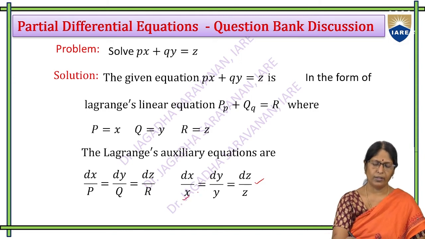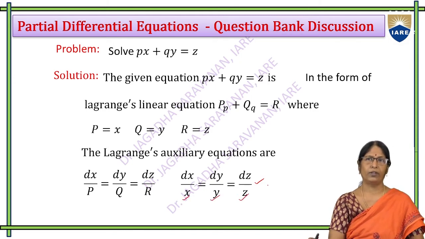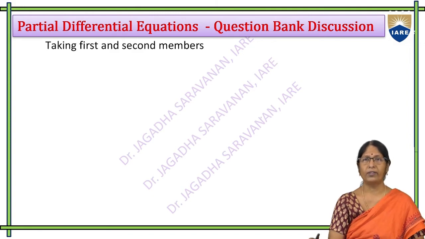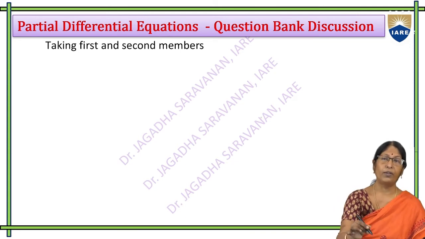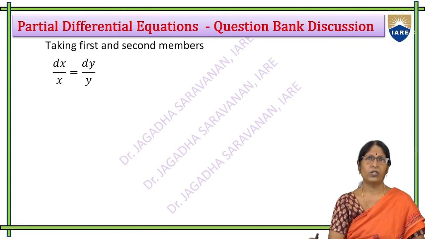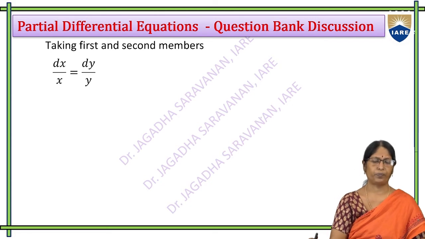So totally 3 members we obtained. Now we need the solutions, so from the 3 members we obtained, we select those which are easy to integrate. Any 2 members we can select. It's not strictly that we have to take only the first and second. We can take first and second, or second and third, or third and first. Any among these we can take, but the integration should be in a very easy manner.